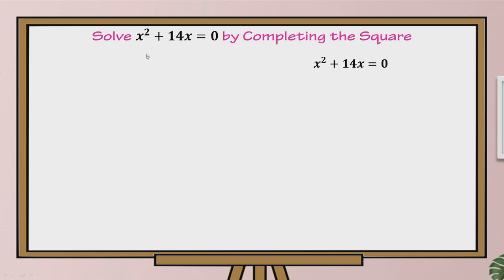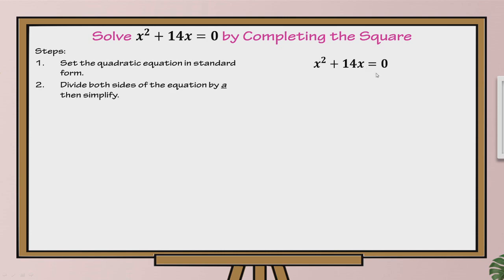So now, our third example is to solve x squared plus 14x equals 0 by completing the square. So step 1 is to set the quadratic equation in standard form. Now, observe that our quadratic equation here only has two terms, the quadratic term and the linear term. Therefore, wala tayong constant term. So ito na yung magiging standard form niya.